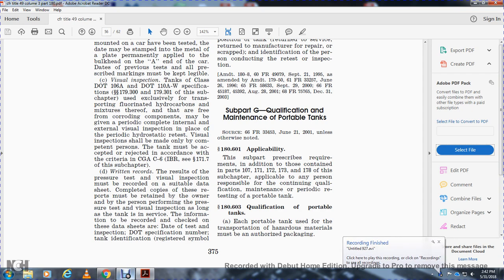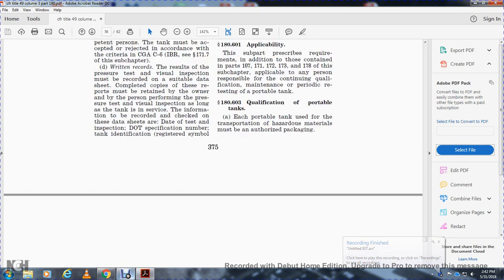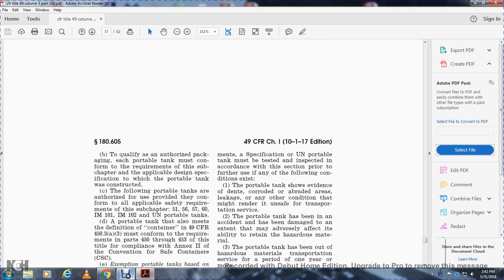180.603 Qualification of portable tanks. Each portable tank used for the transportation of hazardous material must be an authorized packaging. To qualify as authorized packaging, each portable tank must conform with the requirements of the subchapter and the applicable design specification to which the portable tank was constructed. The following portable tanks are authorized: 51, 56, 57, 60, IM 101, IM 102.